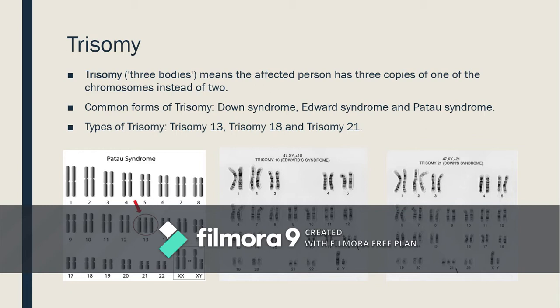Down syndrome, Edwards syndrome, and Patau syndrome are the most common forms of trisomy. They're also known as trisomy 13, trisomy 18, and trisomy 21. Trisomy 13 being Patau syndrome, trisomy 18 being Edwards syndrome, and trisomy 21 being Down syndrome. Trisomy 13 or Patau syndrome will be our main focus for today.